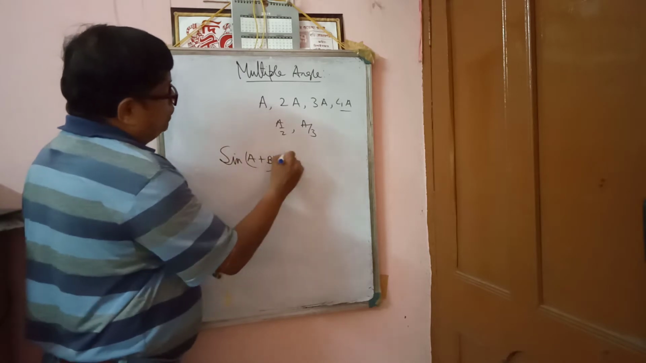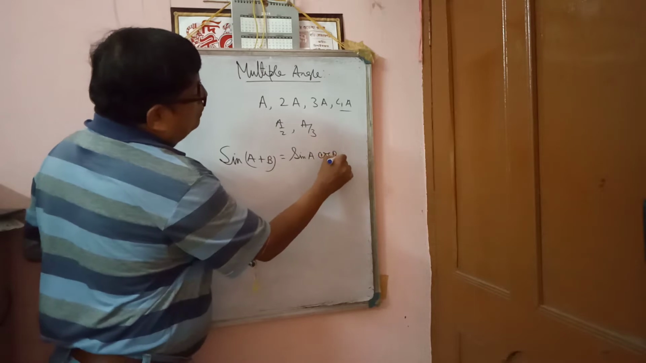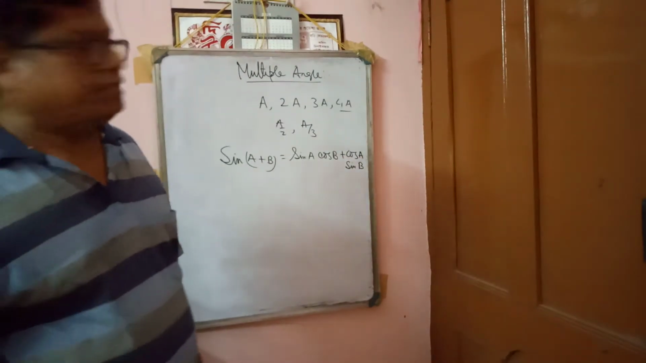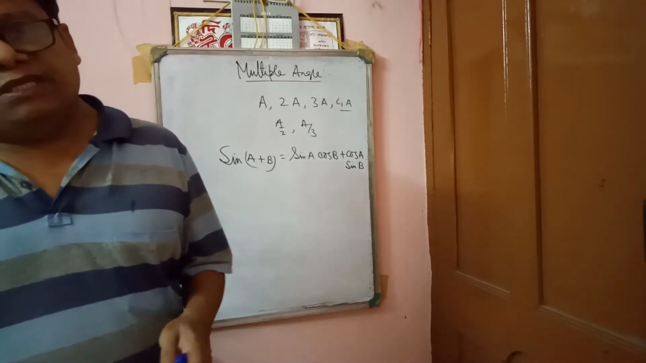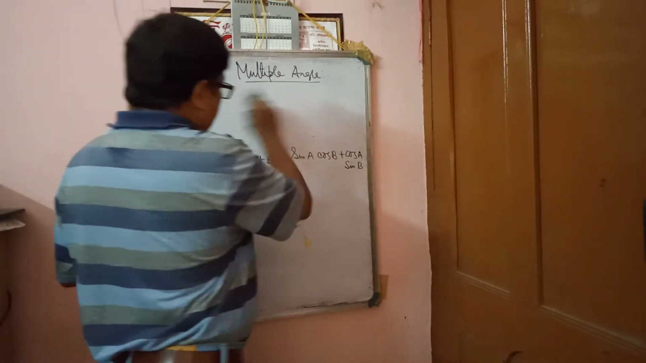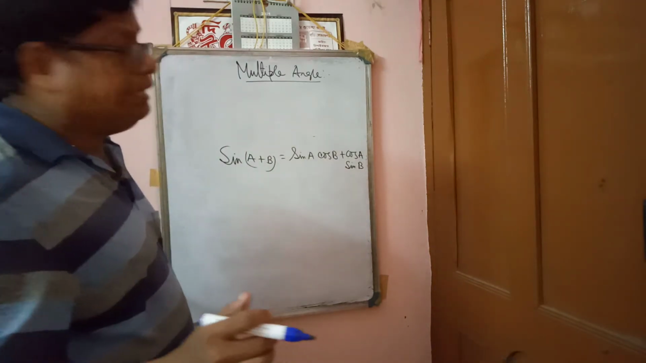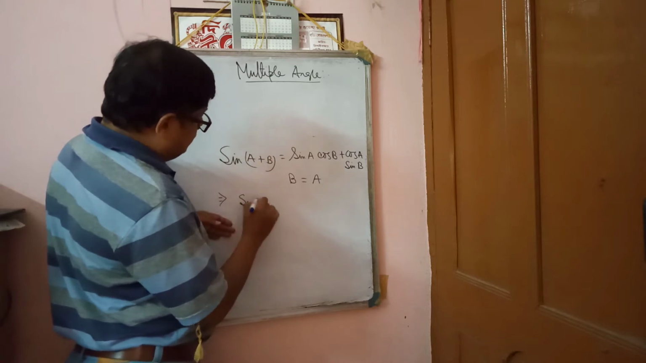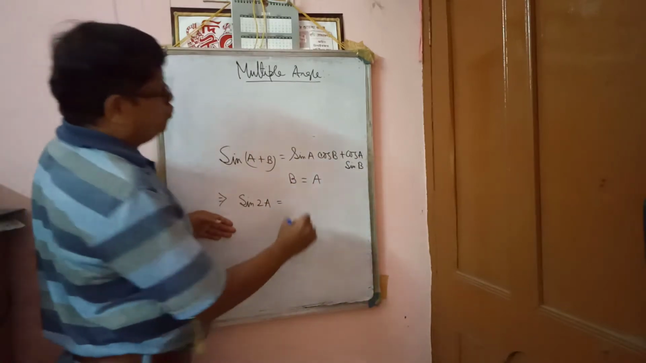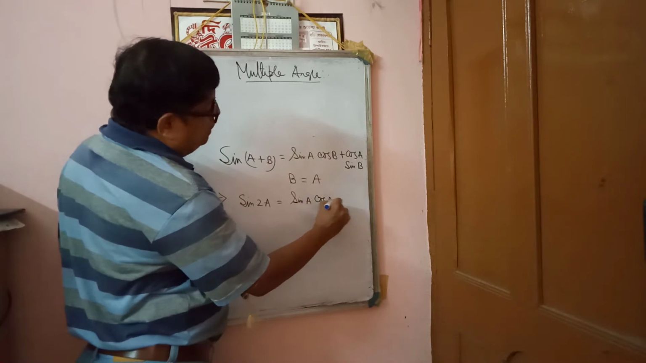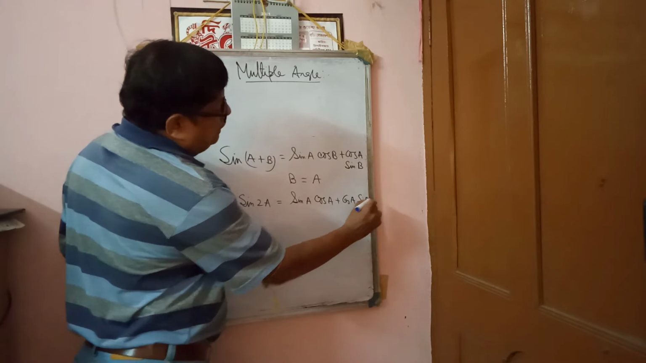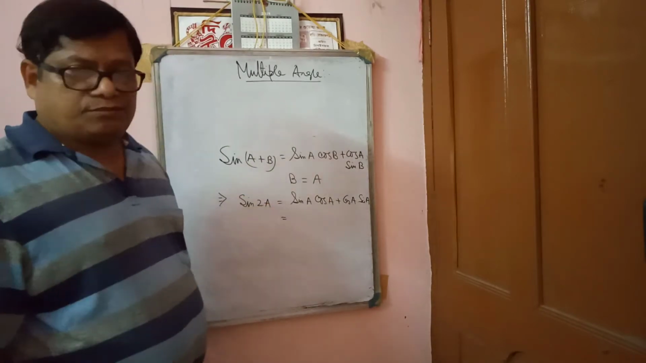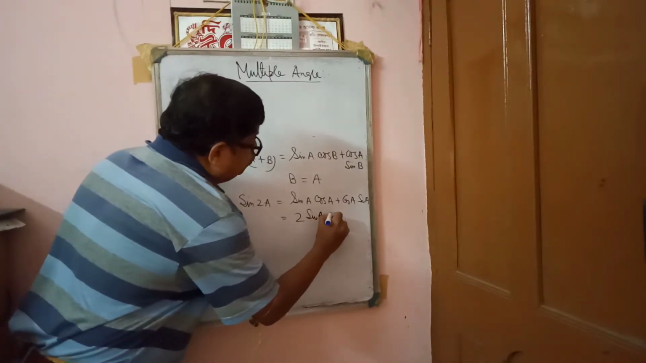All of you know sin A plus B will be sin A cos B plus cos A sin B. Now we put B equal to A, replace B by A. Now we can write sin of A plus A, twice A, equal to sin A into cos A plus cos A into sin A. Both are the same, so you can write 2 sin A cos A.